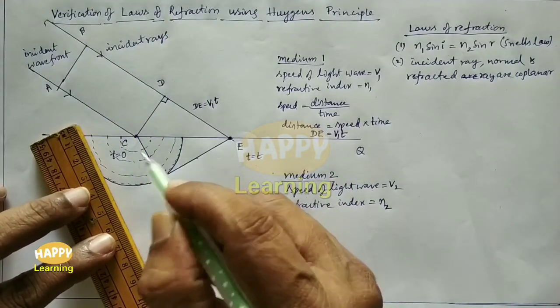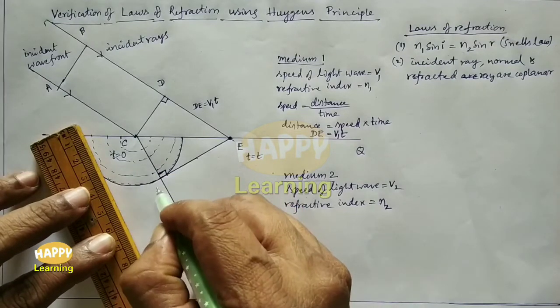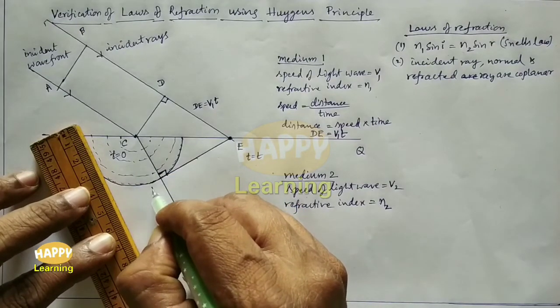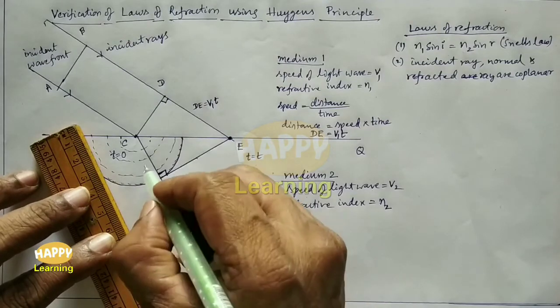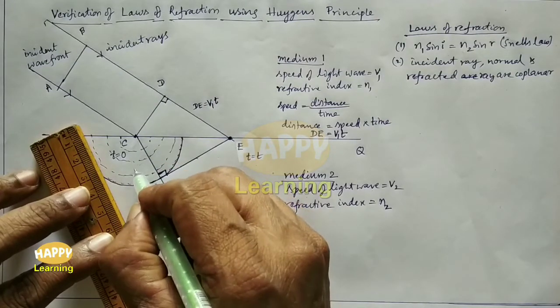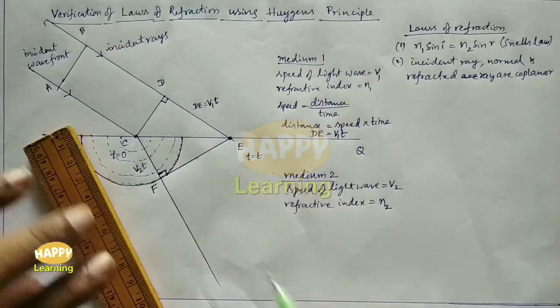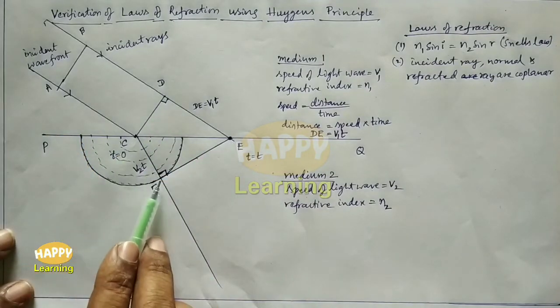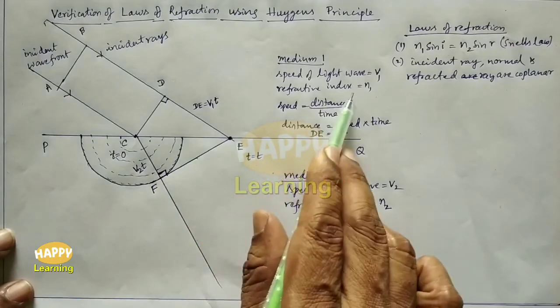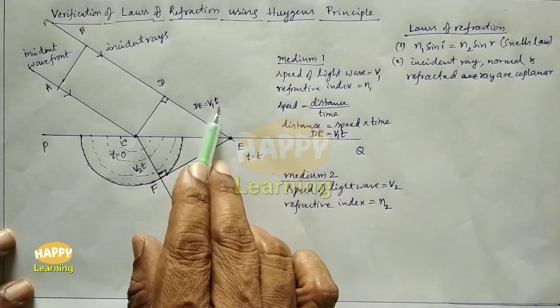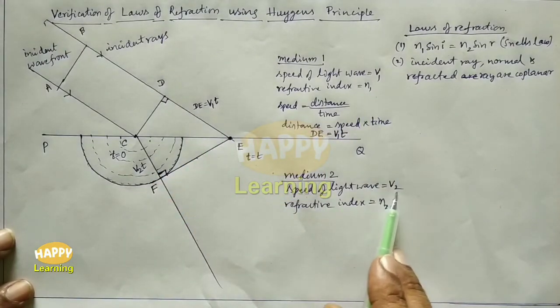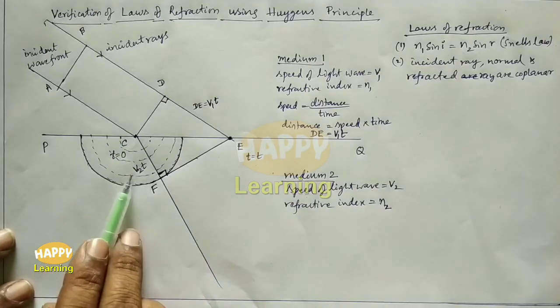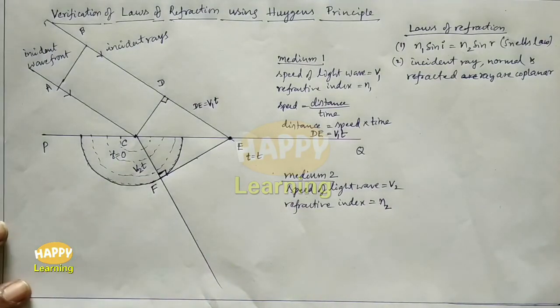This is 90 degrees. This distance, let me call this F. This distance CF is equal to V2 into T. So, here the time taken is T. Here also the time taken is T. Here the speed is V1. Therefore, DE is equal to V1T. Here the speed is V2. Therefore, distance is equal to V2T.